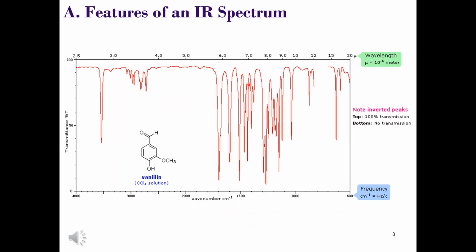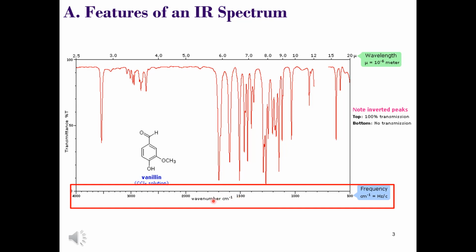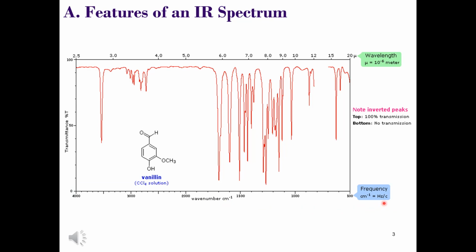So let's have a look at some features of an IR spectrum before we get into the nitty-gritty about the functional groups and specific stretches. The first thing that you should note about the IR spectrum presented for vanillin is the x-axis. This is given in wave numbers, and wave numbers are wavelengths per unit distance, typically inverse centimeters. This is synonymous with spatial frequency.